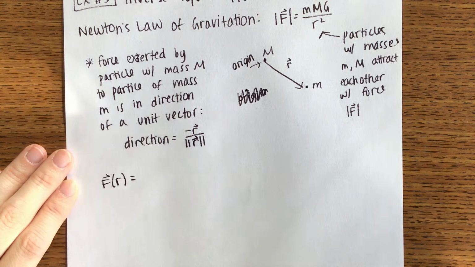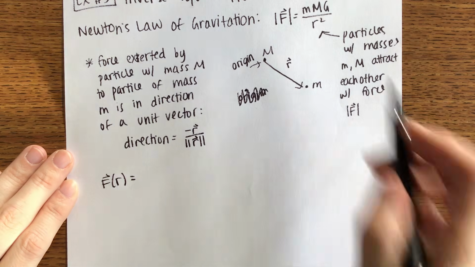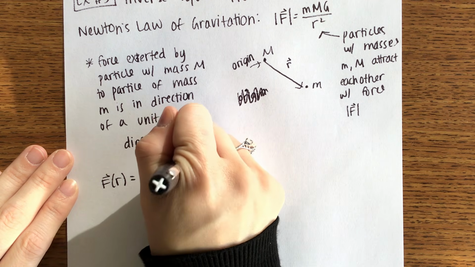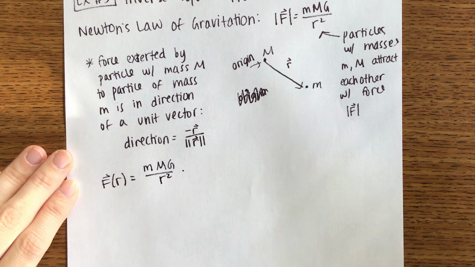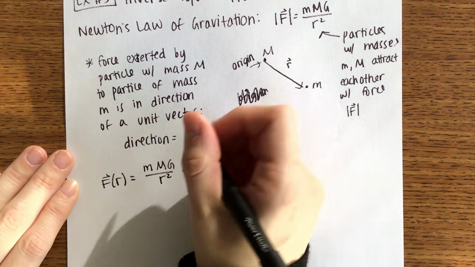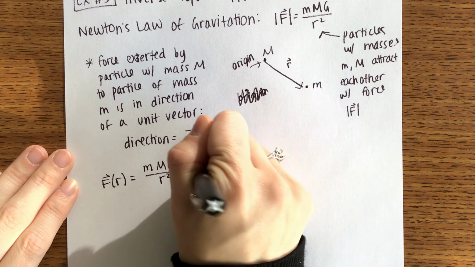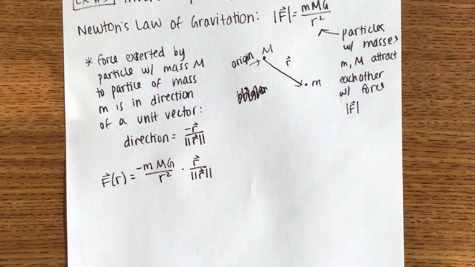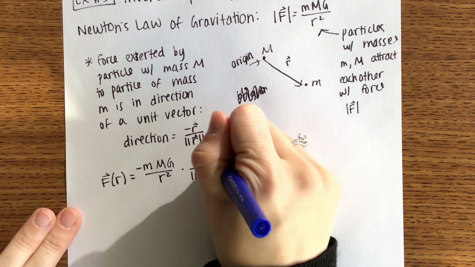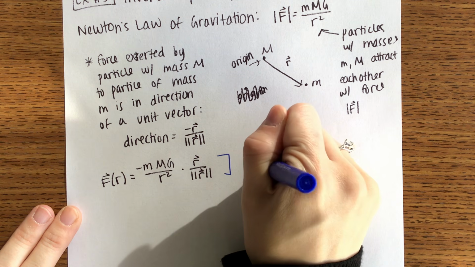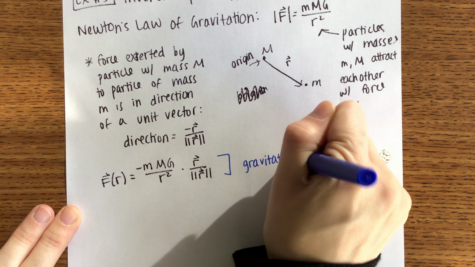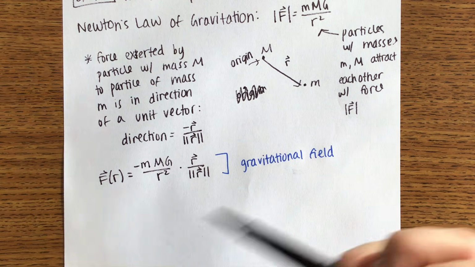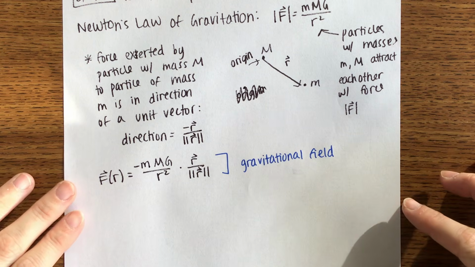So F of r then is equal to this, so that m times big M times G over r squared. And then we have to throw a direction in there. So that's r over the magnitude of r. With that negative, though, normally gets put out in front. This is called a gravitational field. So I think that's going to come up in your homework when you see it. That's what it's talking about. This is a gravitational field.